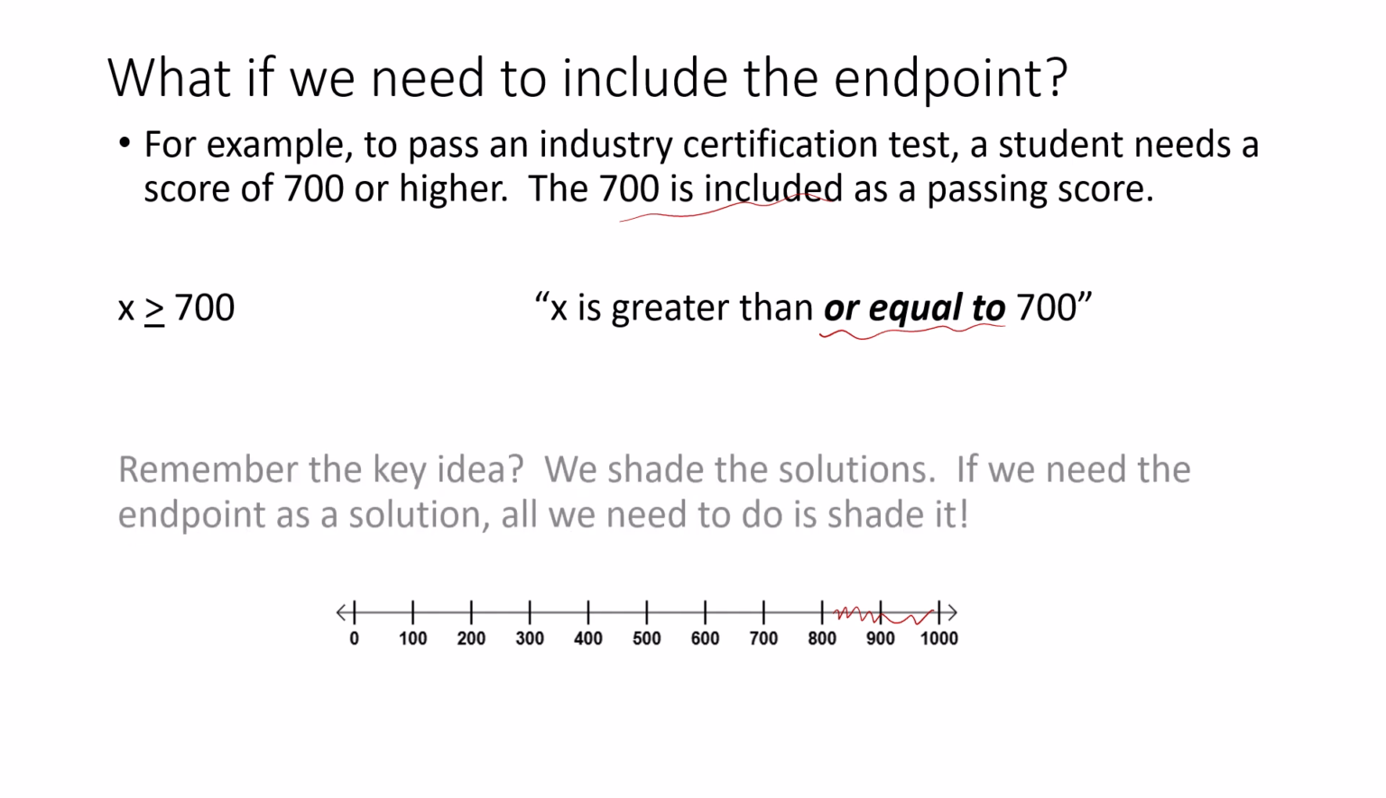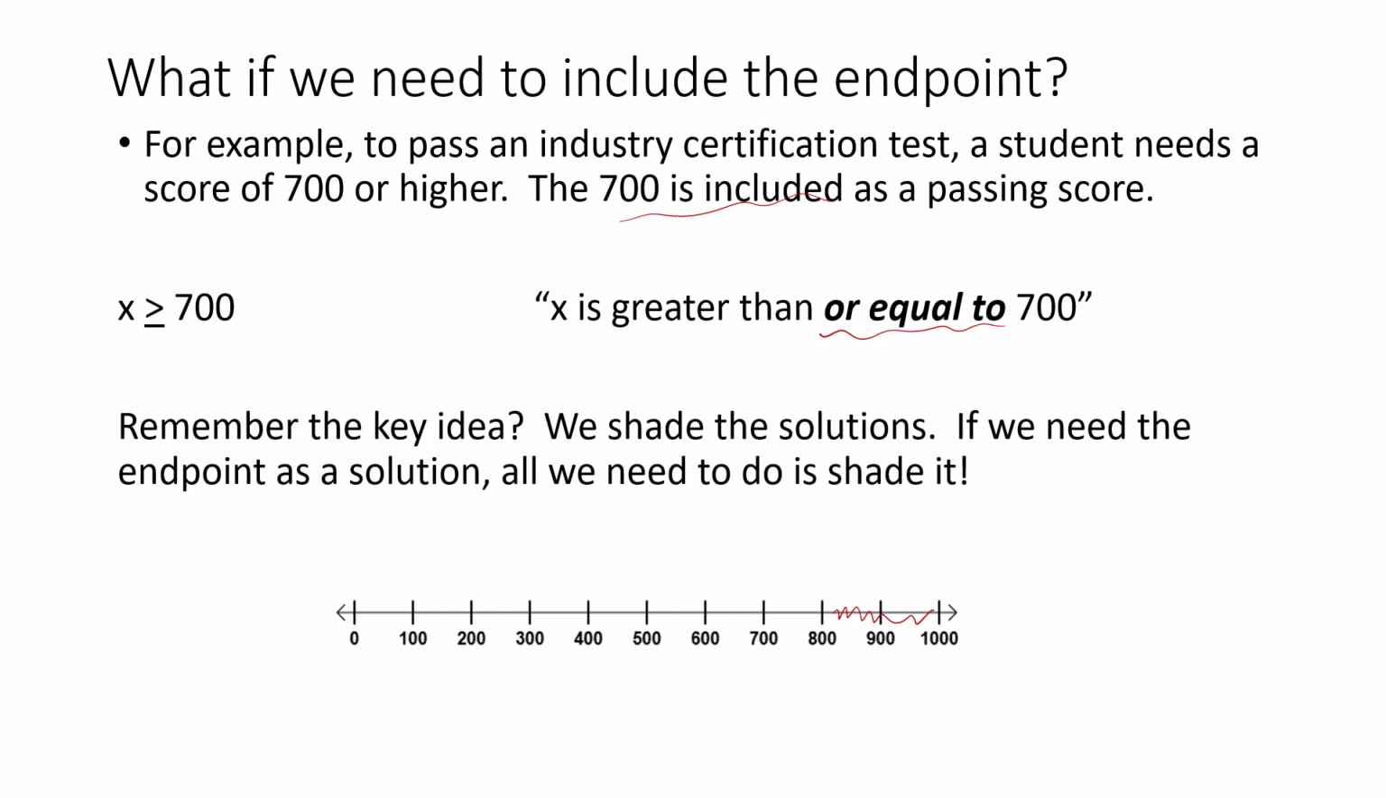And so remember the key idea. We shade the solutions. So if we need the endpoint as a solution, all we do is shade it. Instead of having an unshaded dot as the endpoint, we would simply shade it. And again, it goes back to that key idea: we always shade the things that are solutions.